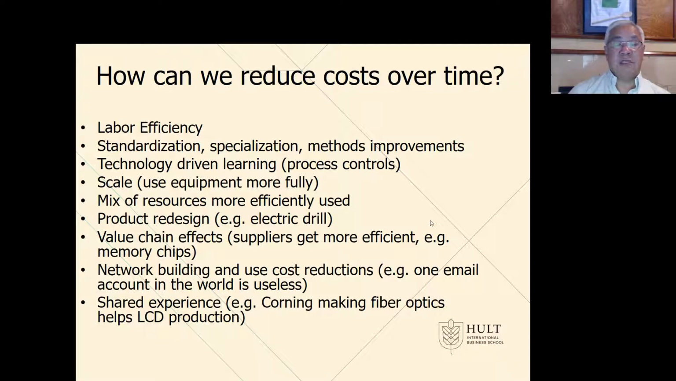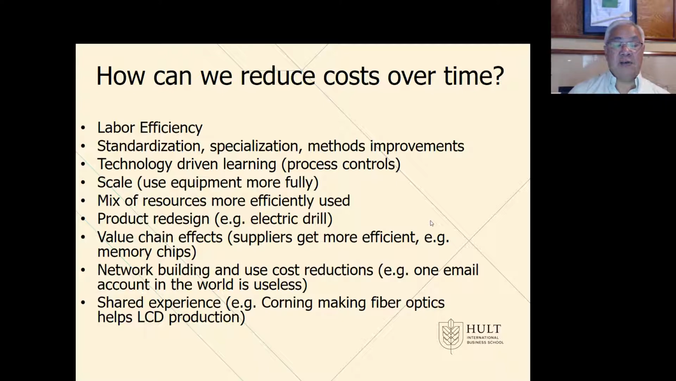Scale, we can use equipment more fully. As we mentioned, as we move from 1 shift to 2 shift to 3, we're paying the same amount for the equipment, we're paying the same amount for rent. So our scale is going to drive down our costs. We can use the mix more efficiently. So you may start off with a lot of labor, but over time you could replace labor with some mechanized items to reduce the cost for manufacturing.